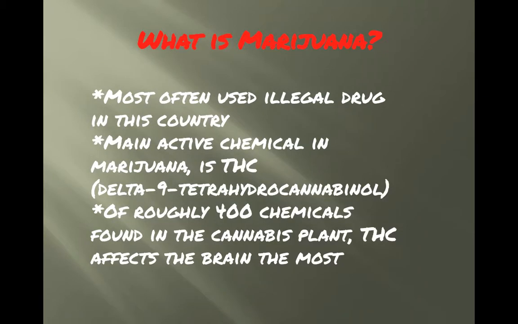So, what is marijuana? It's the most often used illegal drug in this country. And we know that there are, I think, 11 states now that have legalized it for recreational use, and a few more who've legalized it for medicinal use. The main active chemical in marijuana is THC. That's what causes the high. It stands for delta tetrahydrocannabinol, so THC. That's the mood-altering drug. There's also over 400 other chemicals found in the cannabis plant. THC affects the brain the most.